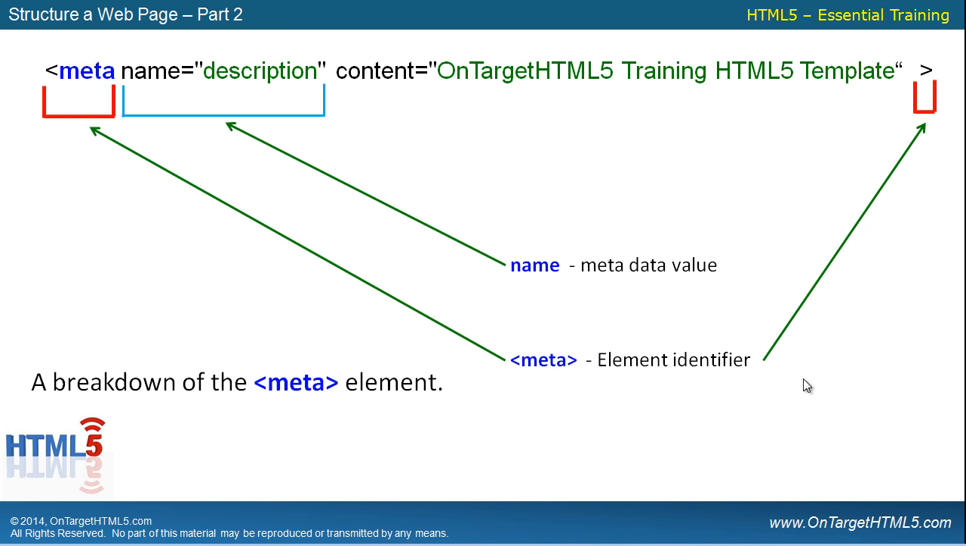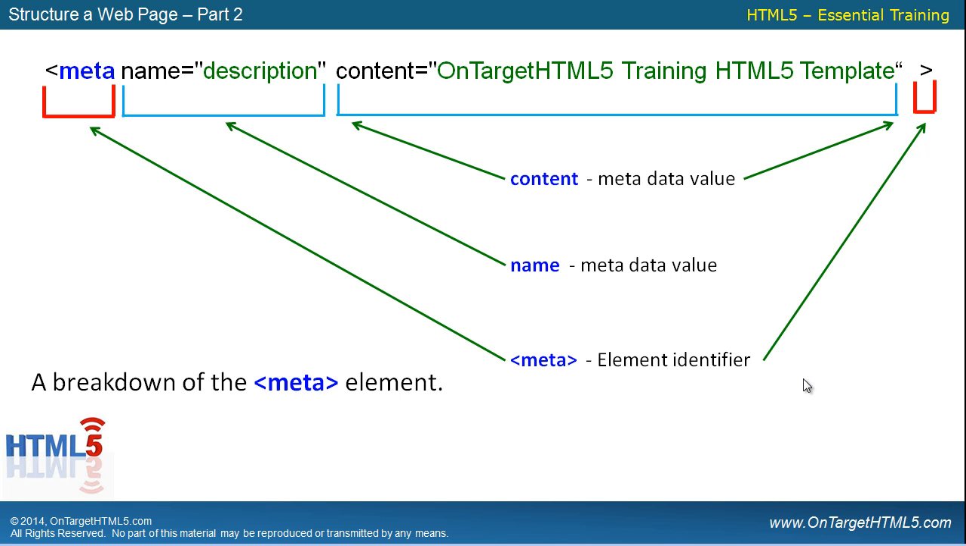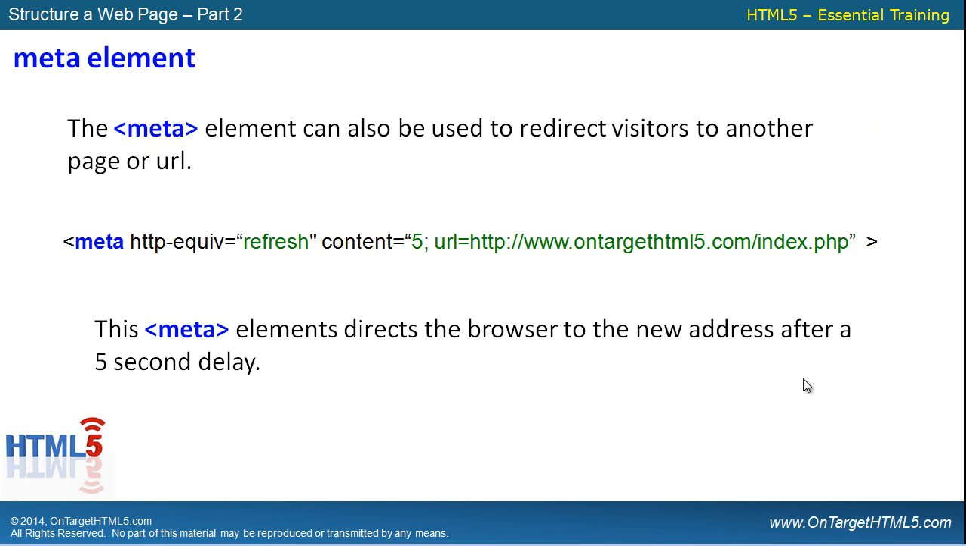So I've got my meta tag, then my name equal description, so that's the attribute, name is description, and then the actual content of that description. In this case, on target HTML5 training, HTML5 template. So that's how the meta tags break down. We've got the meta tag itself, the element identifier, the metadata value, which in this case is description, and then the meta tag content, which in this case is on target HTML5 training. That's how the meta tags actually break down.